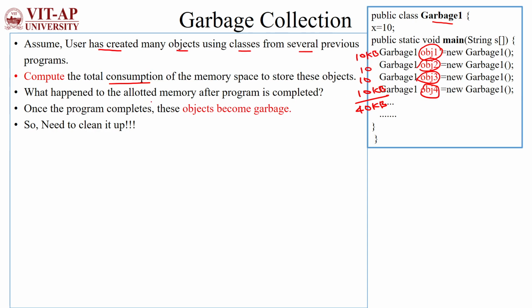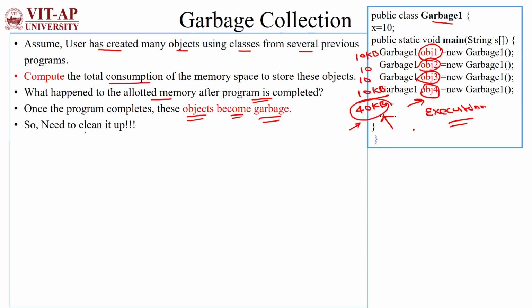So what happens to this allotted memory after this program is completed? Once this program's execution is over, what happens to this 40 kilobytes of memory space? Once the program is completed, these objects become garbage, in the sense of wastage. So once this program has completed its execution, this 40 KB of memory space will be wasted. All four objects will not be used in future, so these objects become garbage.